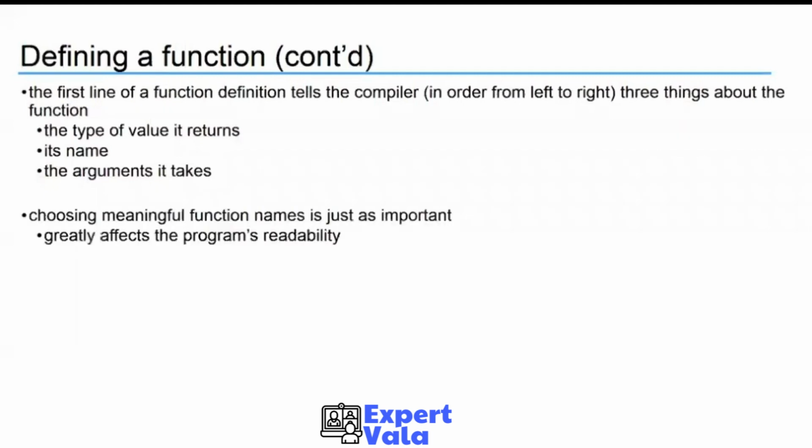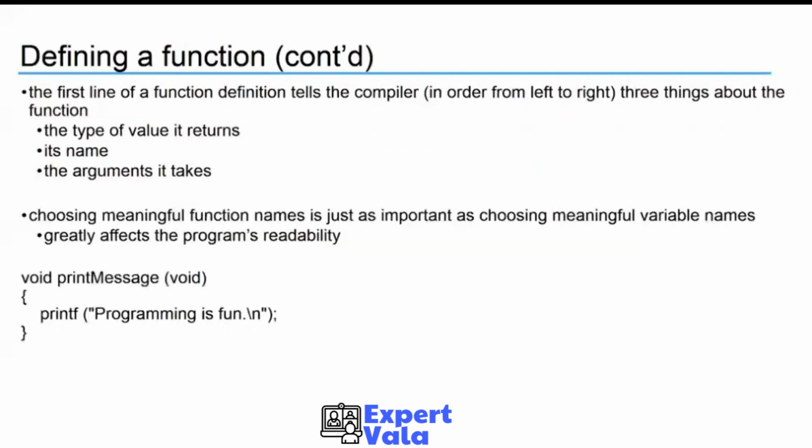This is just to summarize, that's important. As far as function names, you want to choose meaningful function names. It's just as important as choosing meaningful variable names. It greatly affects the program's readability. So do not name functions X or Y. Name the function based on what it's going to do. If it's adding two numbers, name it add. If it's subtracting two numbers, name it subtract.